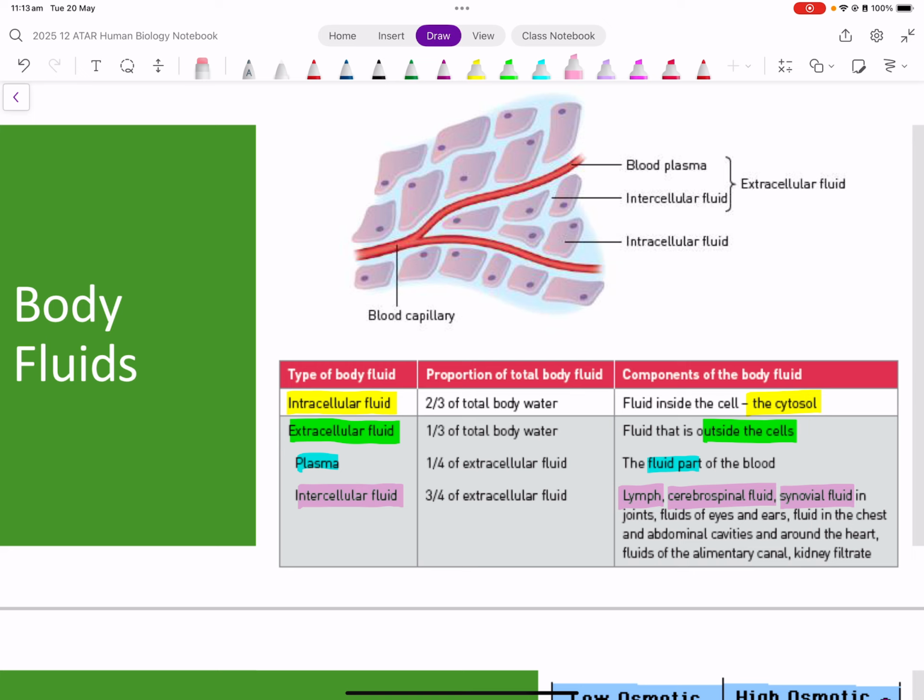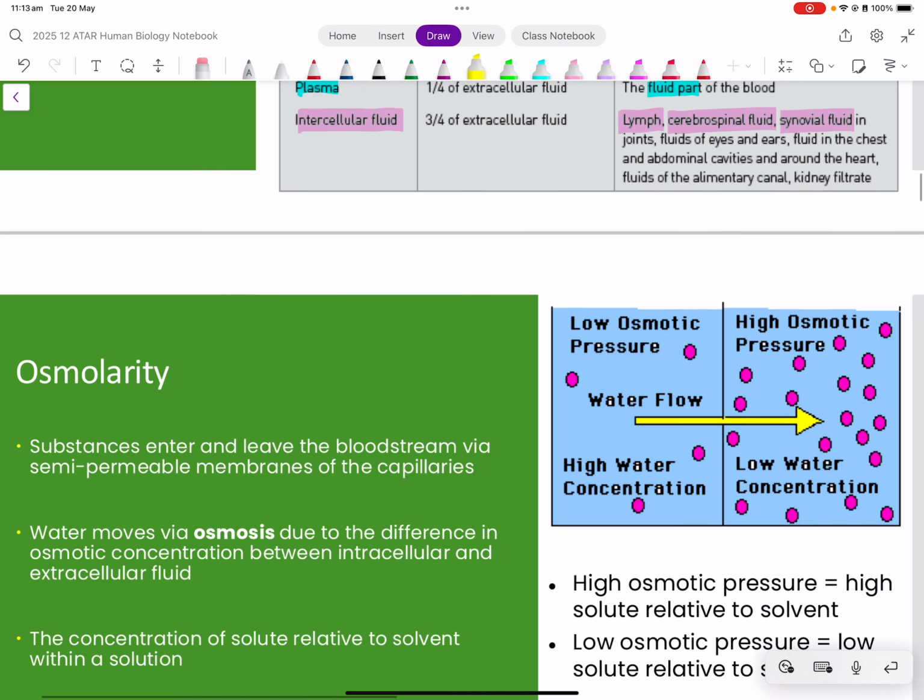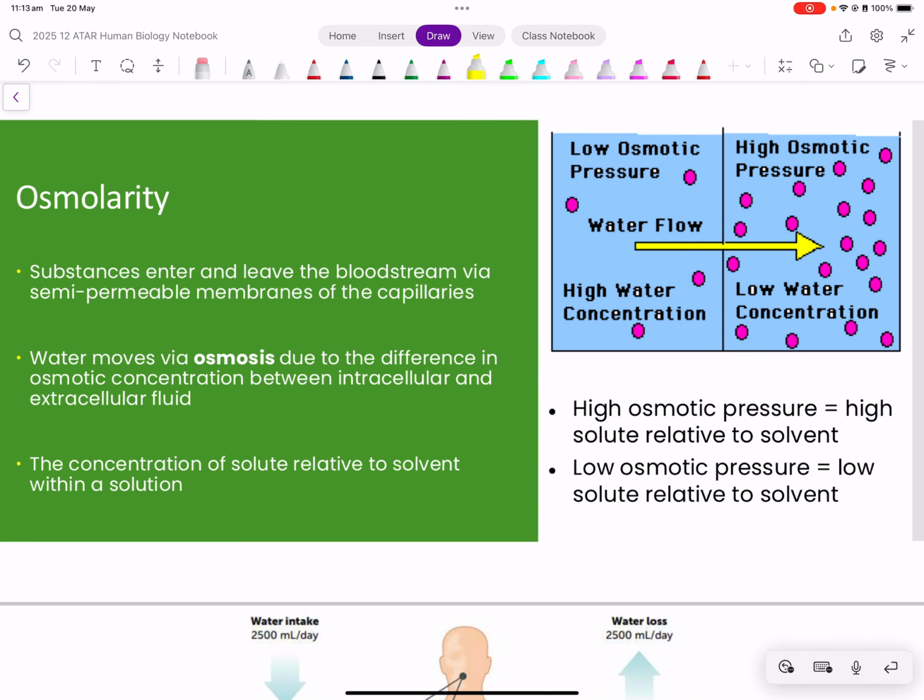So we're looking at intracellular being the cytosol, extracellular being anything outside the cells, and that extracellular fluid includes both plasma and intercellular fluids. So our final key word for today is osmolarity. Now, we know previously, in terms of osmoregulation, that things both enter and leave the bloodstream by those semi-permeable membranes that make up the capillaries. Now, we know water moves purely via osmosis, and that's from a high concentration to a low concentration, and that differs between the intracellular and extracellular fluid.